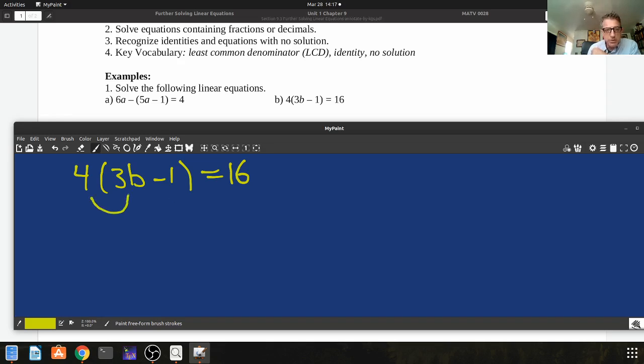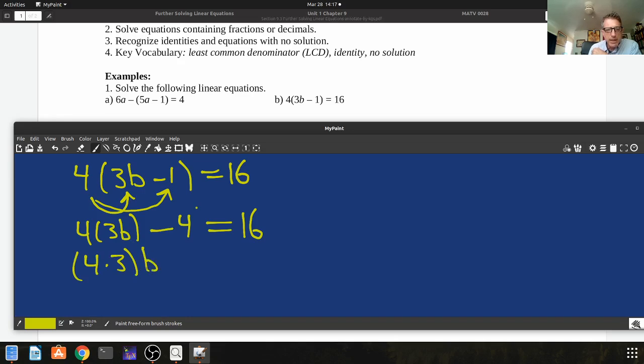Again, we're going to use the distributive property. I'm going to multiply 4 times 3b, and then I'm going to multiply 4 times minus 1, and 4 times minus 1 is minus 4. That was easy, so I just did it. And then I get 16. It's equal to 16. So 4 times 3b is the same as 4 times 3 times b, minus 4 is equal to 16. And 4 times 3 finally gives me 12b minus 4 is equal to 16.